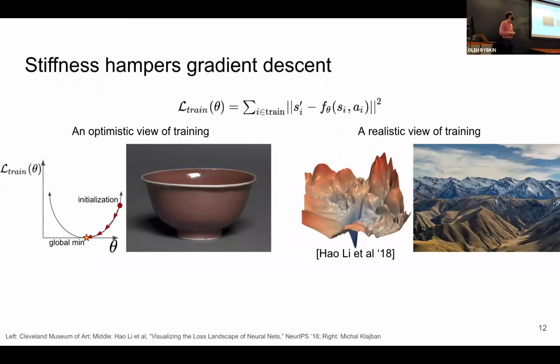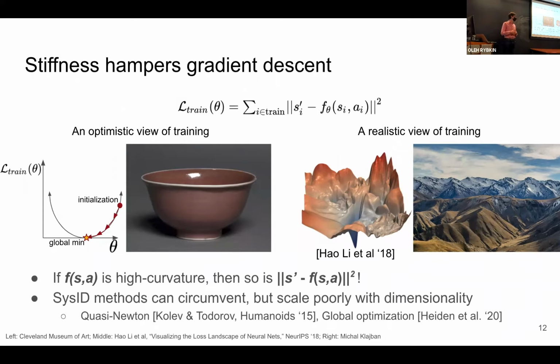But in practice with deep neural networks, the optimization landscape looks nothing like this. It looks more like the Himalayas than a bowl. And it's a landscape that's riddled with all sorts of very narrow valleys that you could easily skip over, local minima. And of course, we have many methods in the literature that can handle stiff optimization problems like this.